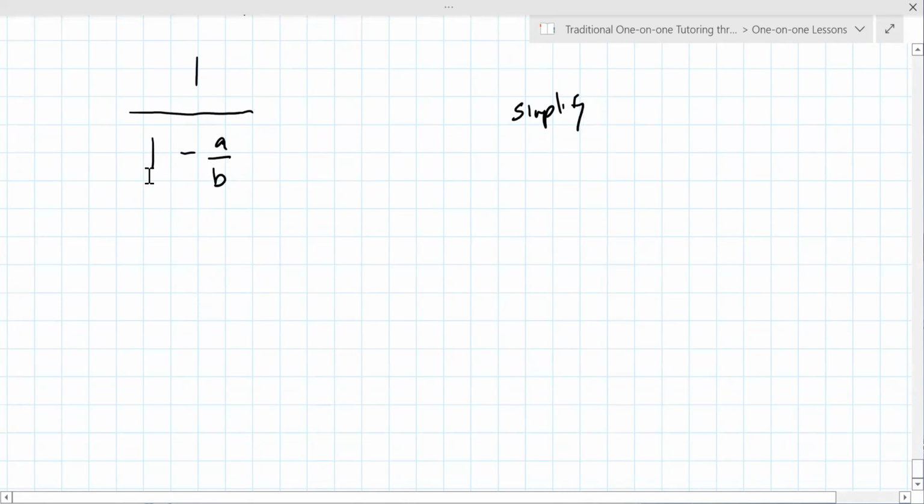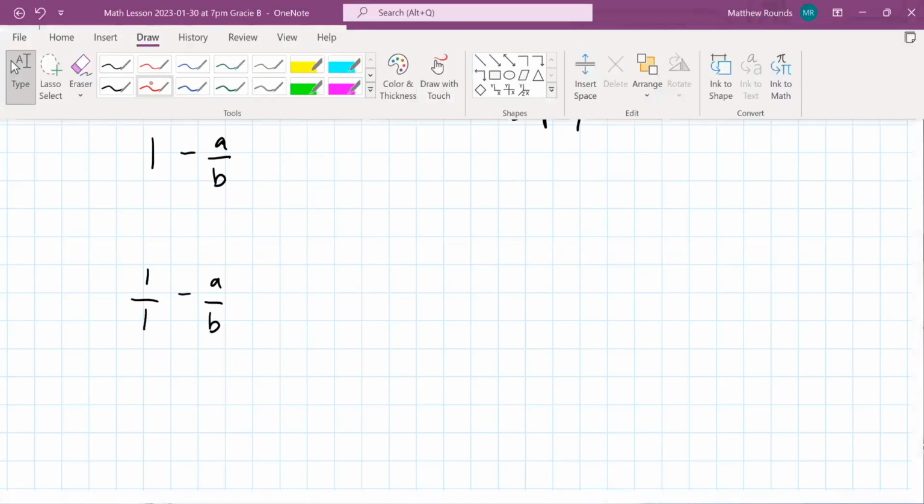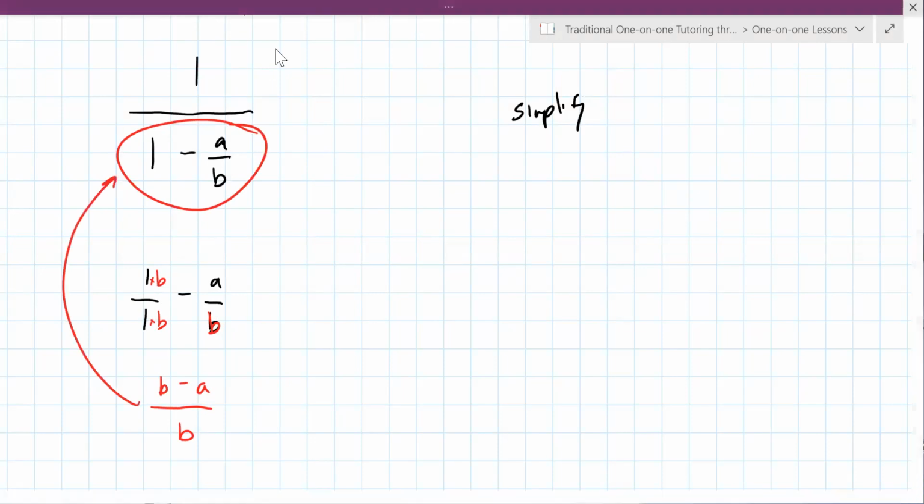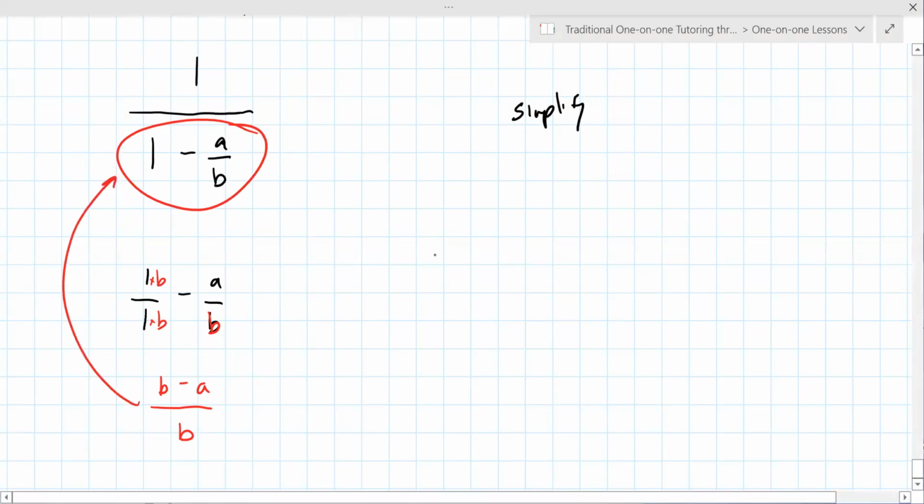So how do you write 1 as a fraction? 1 over 1. Yes. Now, what is the common denominator here? B. B, yeah. So you multiply both of these by B, and you get B minus A over B. All of this is replaced. We're going to replace that in the fraction there. So it becomes 1 over B minus A over B, like this.